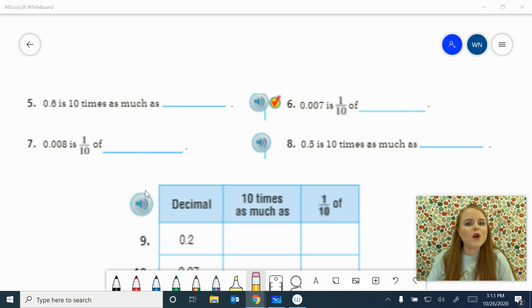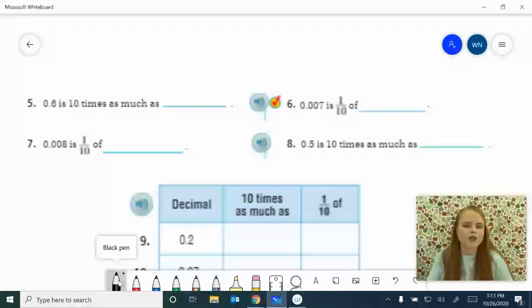So we are now on page 153, about to do numbers 5 through 16. These are the kinds where I'm going to read it, you're going to do it on your own, come back, put your answer in, and then we'll go over it together. So for number 5, it says 6/10 is 10 times as much as.